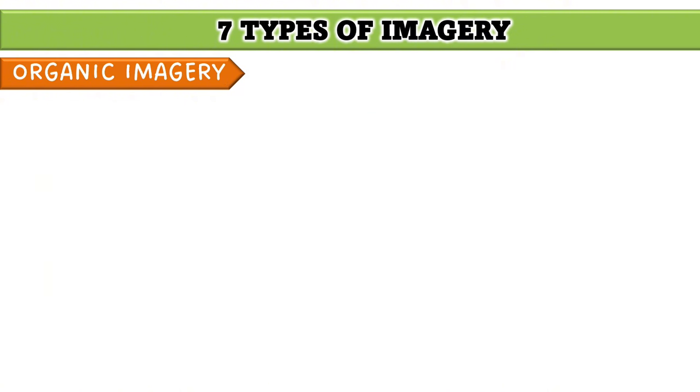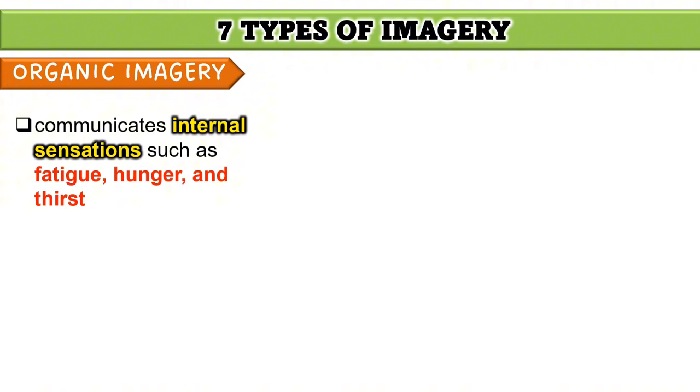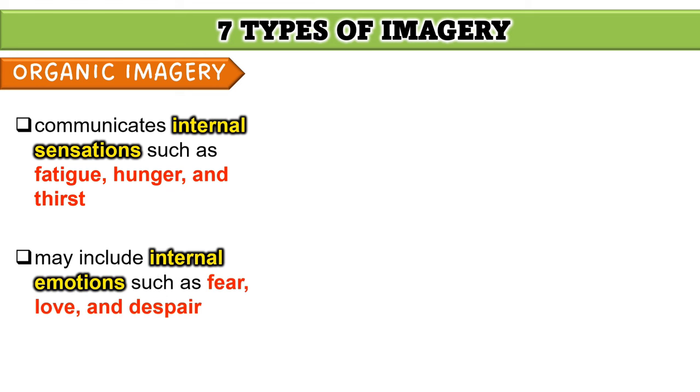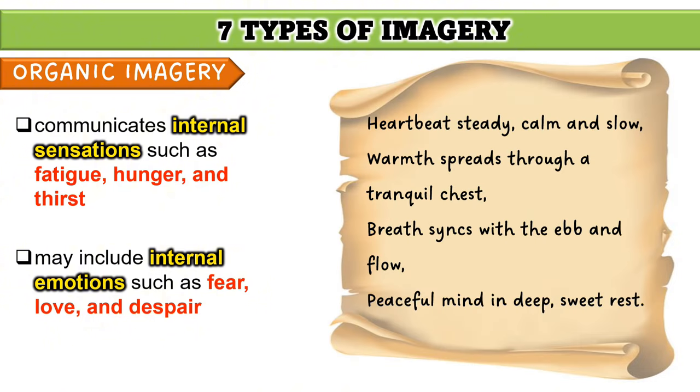And lastly, organic imagery. In this form of poetic imagery, the poet communicates internal sensations such as fatigue, hunger, and thirst, as well as internal emotions such as fear, love, and despair. Here is a sample stanza of a poem.